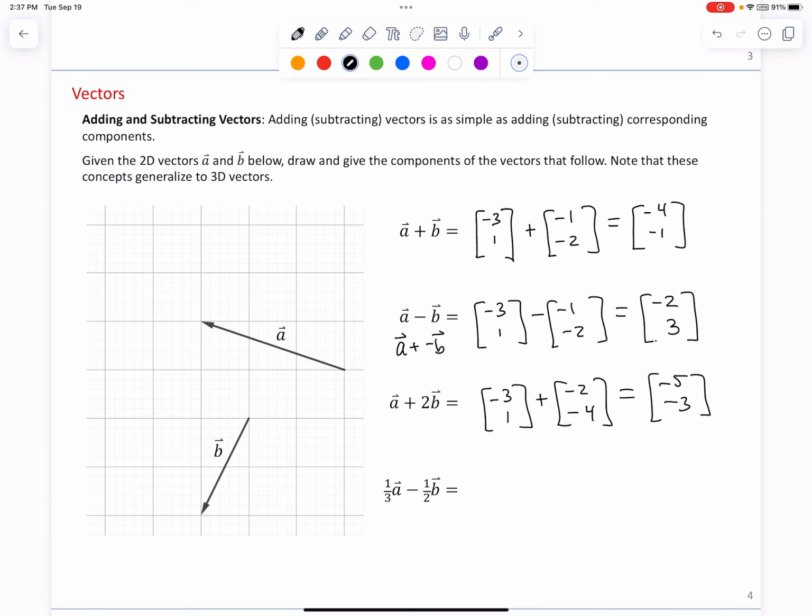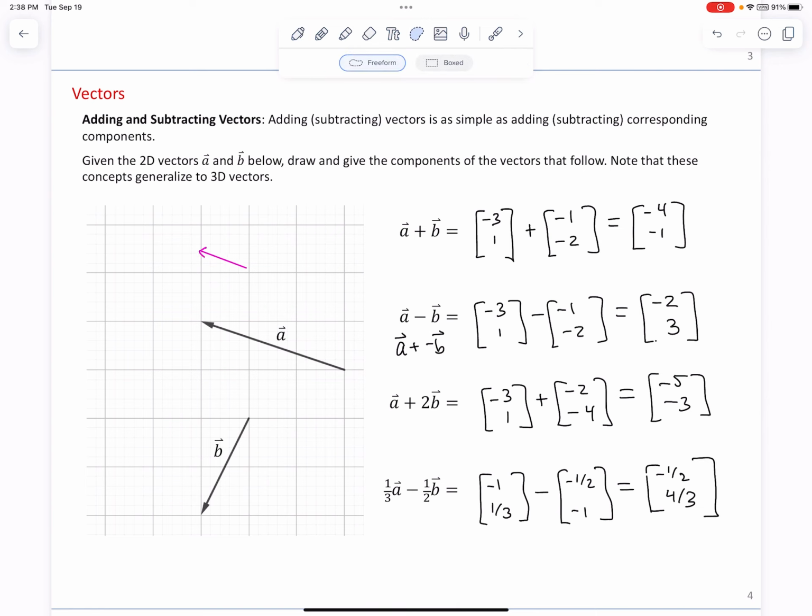And then finally, a third of a minus a half of b. Multiply the components of a by a third, so we get -1 and a third. Subtract from this, multiply the components of b by a half. That would give me -1/2 and -1. And then subtract component-wise, and we get -1 minus -1/2. That's -1 plus a half, which is -1/2. And 1/3 minus -1, that's 1/3 plus 1, which is 4/3.